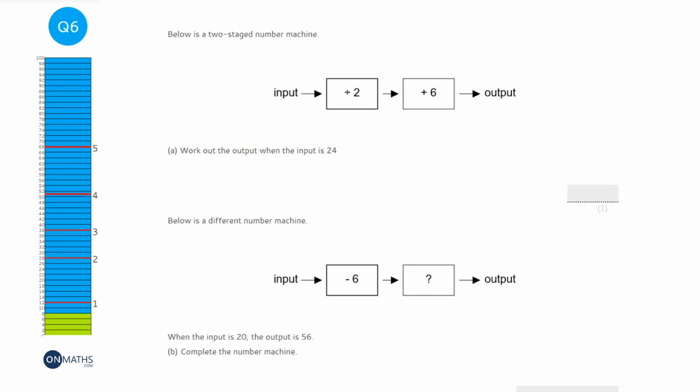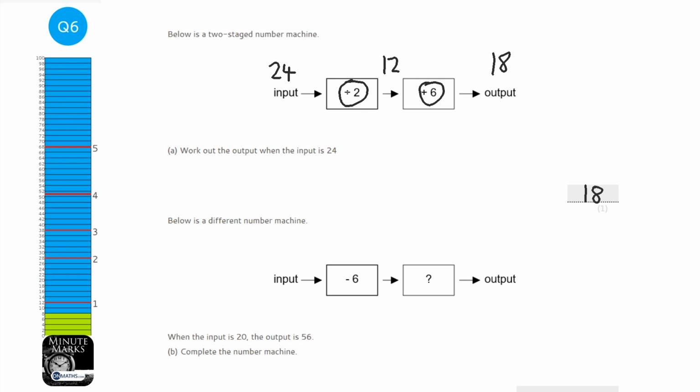So we're given function machines for this question, and it says what is the output when the input's 24. So the input's 24, and the first thing that's going to happen to it is it's going to divide by 2, so we're going to halve it. So that's going to make it 12. Then it says we're going to add 6. So when we add 6 to 12, we get 18. So the output is 18.